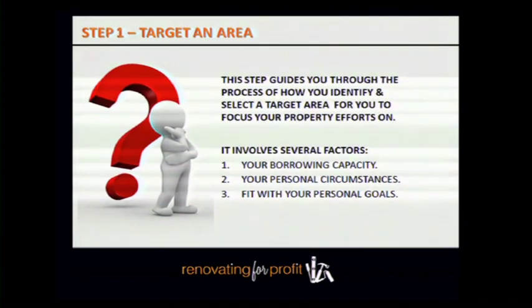Now how you do that will depend on a couple of things. First of all, what we need to look at is your borrowing capacity, so what suburbs can you actually afford to buy, your personal circumstances. There's no point saying, okay, I live in Balmain and I'm going to renovate houses in Lightning Ridge, okay? So you need to do some checks there to make sure that it has a fit with your personal circumstances and also with your personal goals.